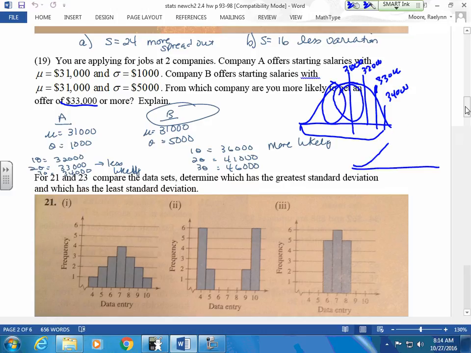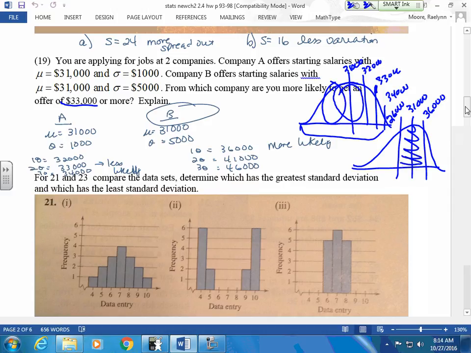The second one says, same mean, 31,000, but now your standard deviation is 5,000. So this puts me at 36,000. This puts me at 26,000. Where is my 33,000? Right in here now, isn't it? It's closer to the mean, closer to the average.